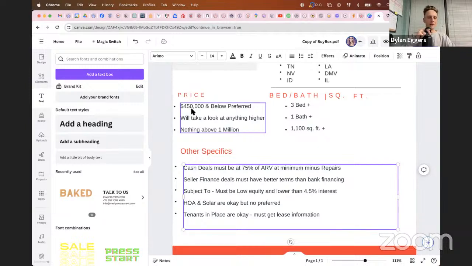And these are just generalities, right? We'll look at any lead, but we tend to want to stick to this framework, because otherwise everybody just sends everything, and we just waste our time looking at bad leads all day.